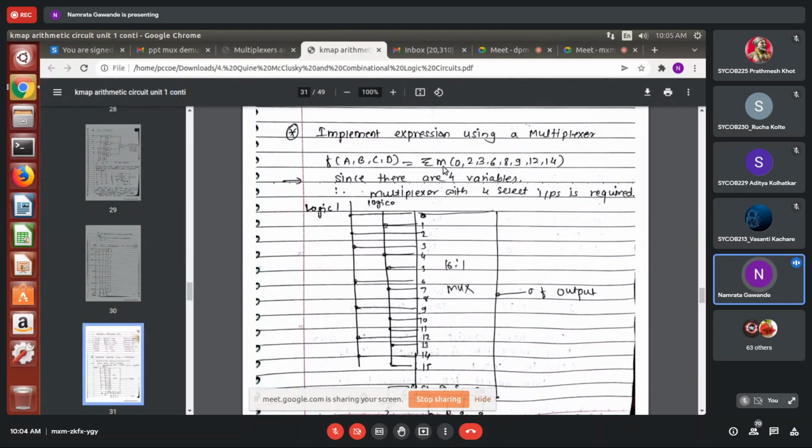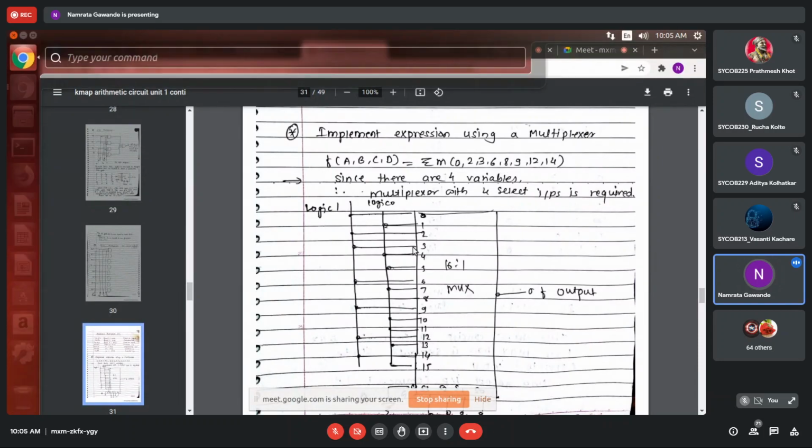So summation of M means it is the SOP, right? We need to consider the sum of product form. These are the minterms, all provided. Now for these minterms, we need to implement the multiplexer circuit. How can we implement the multiplexer circuit for this?